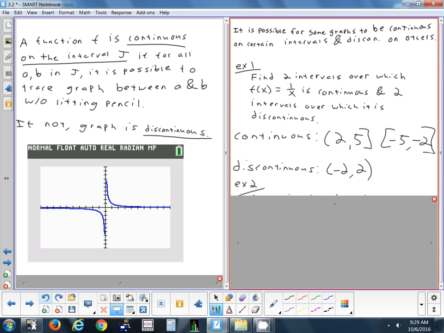So basically in this one, you could pick any number that's negative and any number that's positive for your interval, and it's going to be discontinuous. It's not always negative and positive. You have to look at where your graph breaks apart. Okay? So another discontinuous interval, -8 to 1.6.